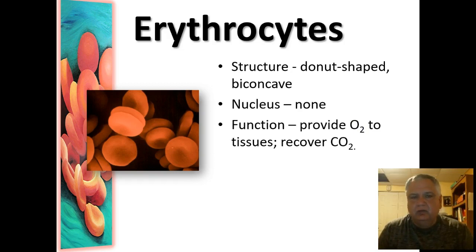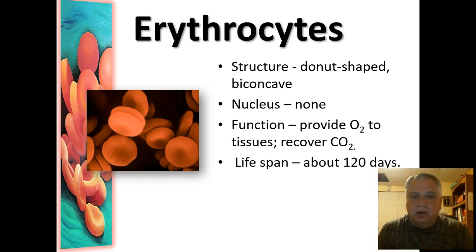And the reason for that has to do with their function. Their function is to provide oxygen to the tissues and recover carbon dioxide from the tissues. And the component of the red blood cells that transports oxygen is hemoglobin. And so the more hemoglobin we have in cells, the more oxygen that can be transported. So eliminate the nucleus, leave more room for more hemoglobin, therefore we have more room for oxygen to be transported by the red blood cells. That's the reason why the nucleus is absent.